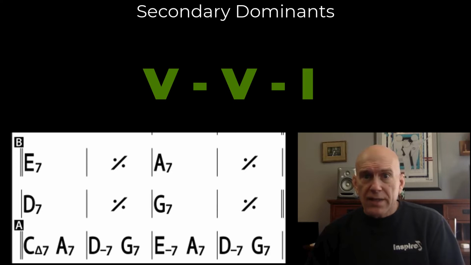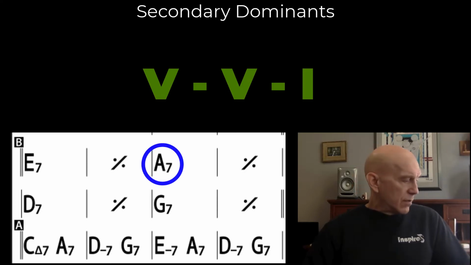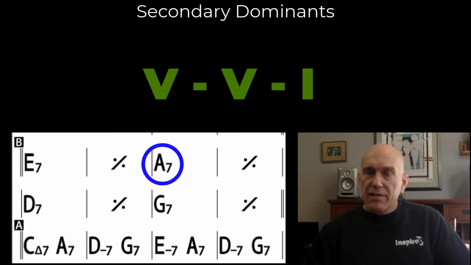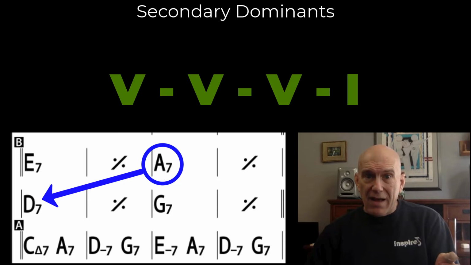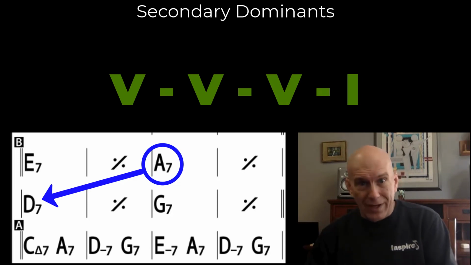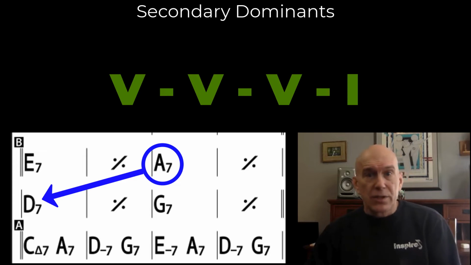So likewise, the A is the 5 of the D7. So now we have a stack of secondary dominants, so it would be the 5 of the 5 of the 5 of the 1, right? So ultimately the target, the resting point, is still C major at the beginning of the A section.